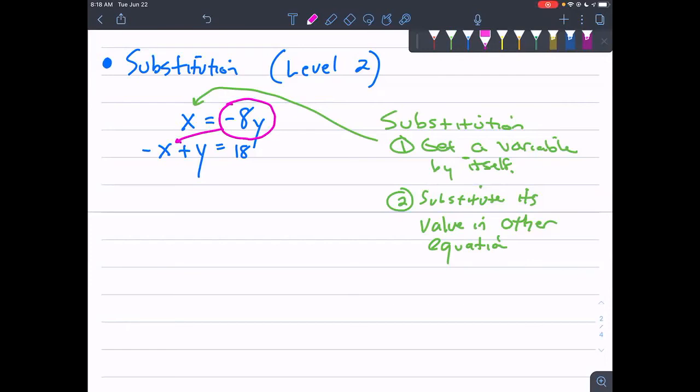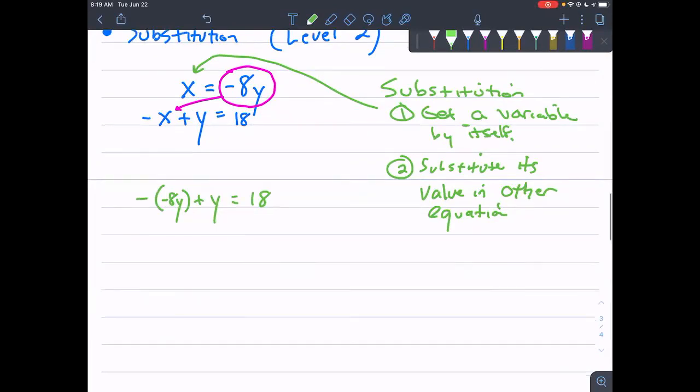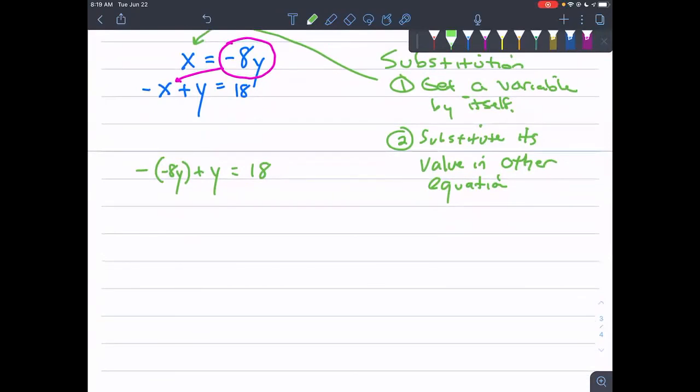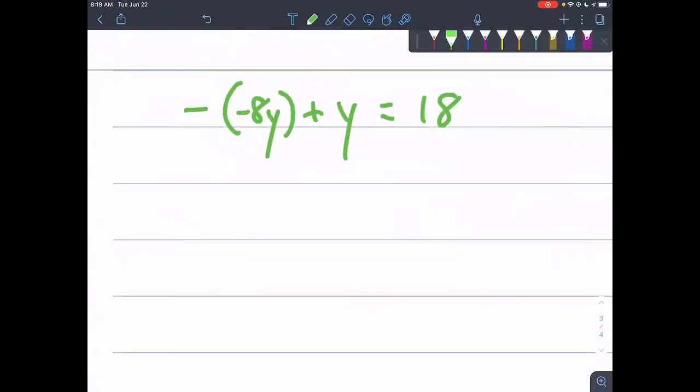So taking its value, plugging it in the other equation. Let's see, I'll do this in green. So now we've got negative 8y plus y equals 18. All I did was replace x in the second equation. The two minuses next to each other make positive. So now this is really 8y plus y equals 18.